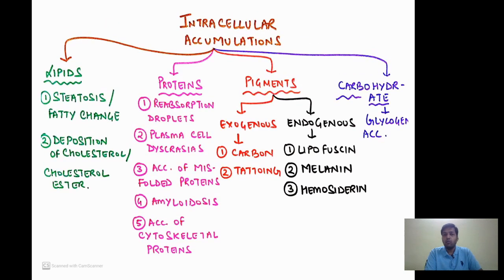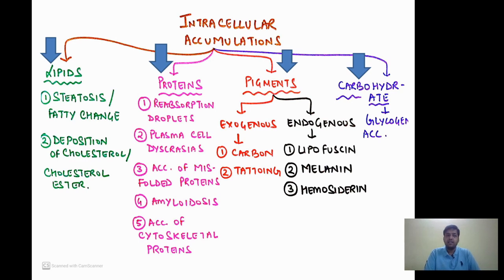Now we are going to discuss the intracellular accumulation. So there are various intracellular accumulations that we are having. Let us see. So these intracellular accumulations can be of four basic types. We can have accumulation of lipids, we can have accumulation of proteins, we can have accumulation of pigments, and we can have accumulation of carbohydrates.